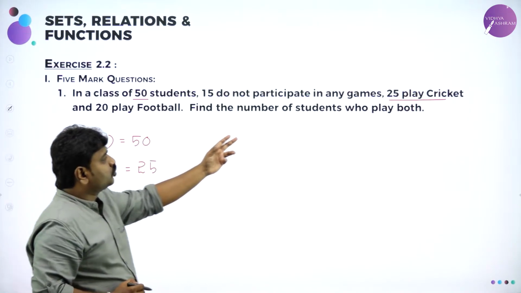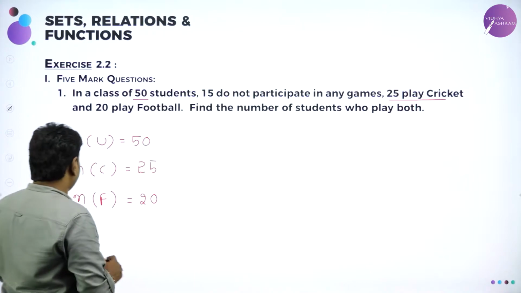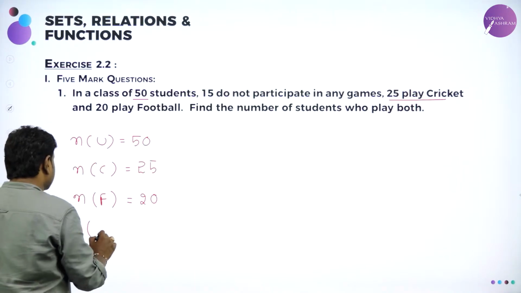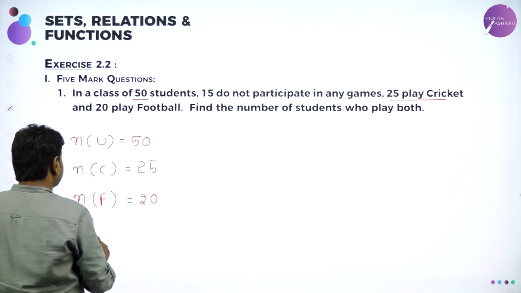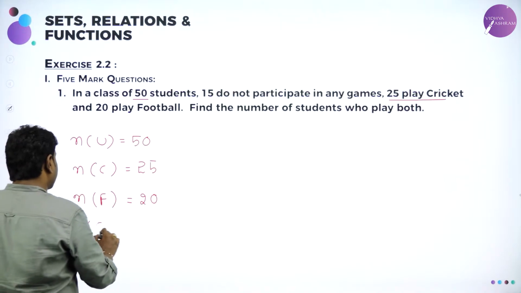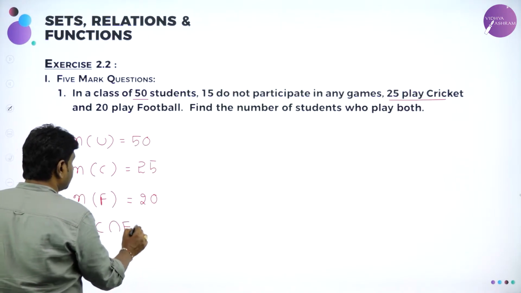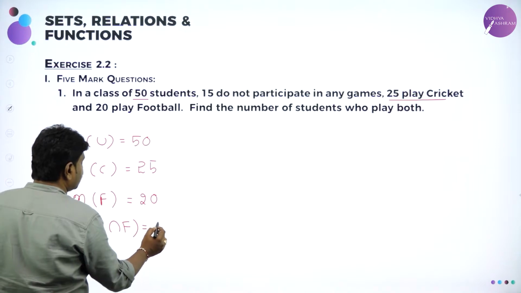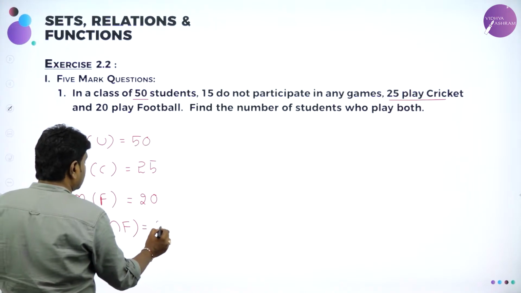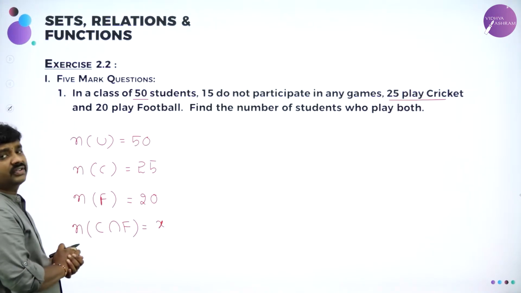Find the number of students who play both. So they want how many students will play both. Playing both means what? Football and cricket. Both means intersection. This is the question mark, or I call this as x and you need to find x.